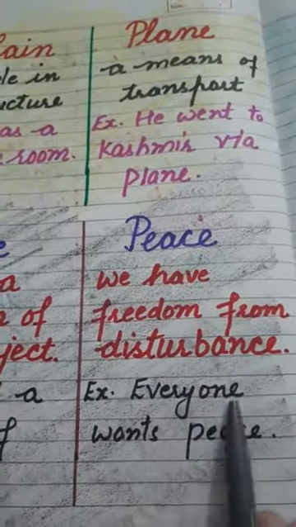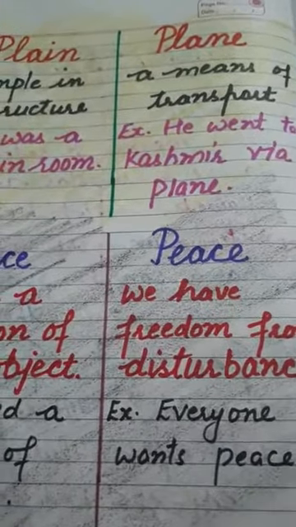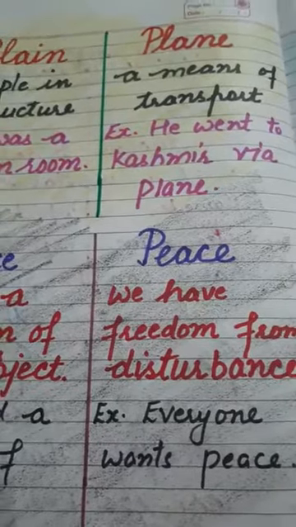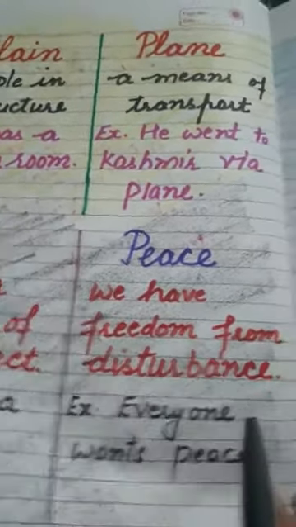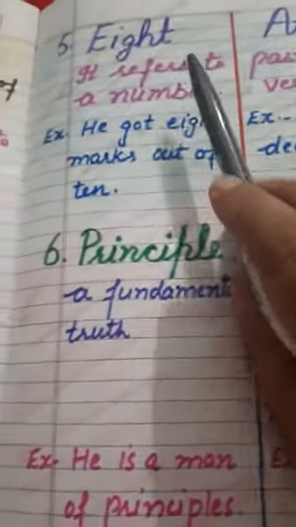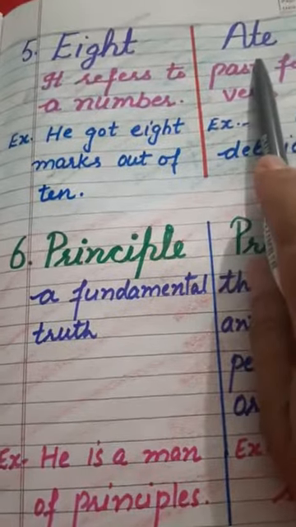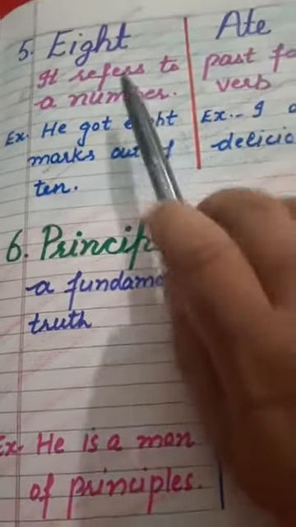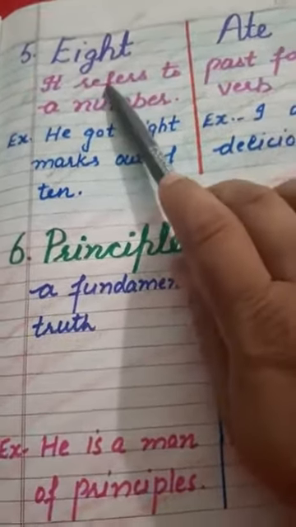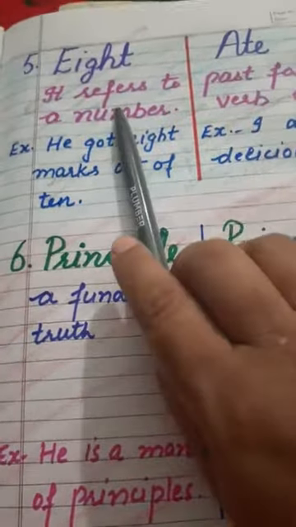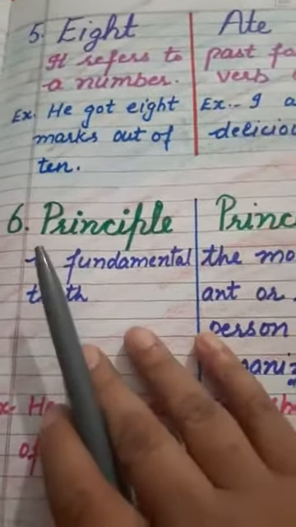Example, everyone wants peace. Har kisi ko shanti chahiye. No one wants disturbance around him. Is that clear? Now let's take more examples. Number 5, eight, ate. Here again I have used the same sound, eight, ate. But the meanings and the spellings are different.